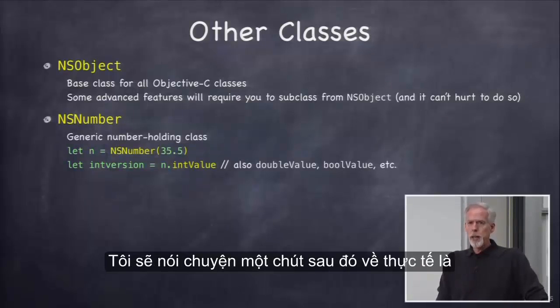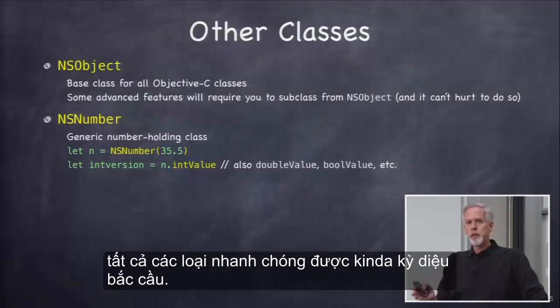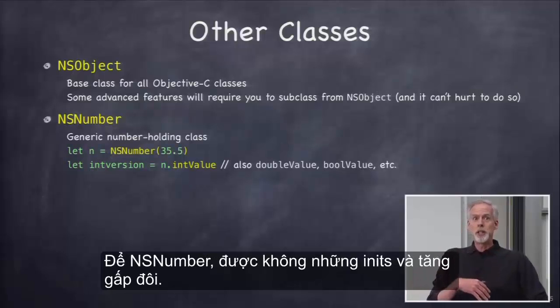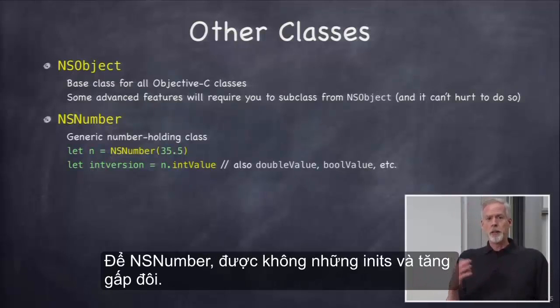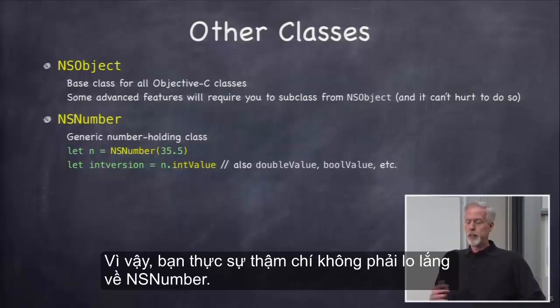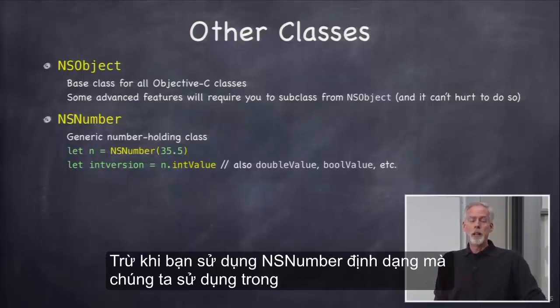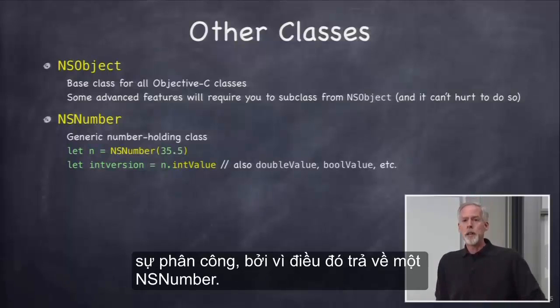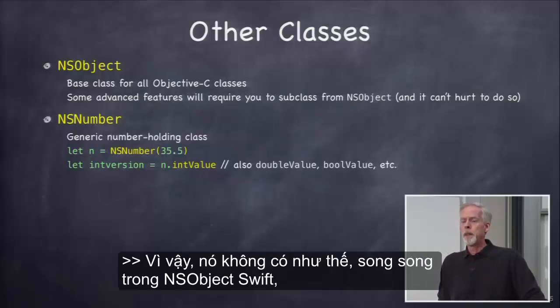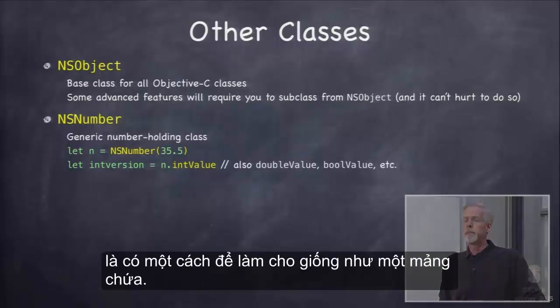I'm going to talk a little bit later about the fact that all those Swift types are kind of magically bridged to NSNumber, those ints and doubles. So you really don't even have to worry about NSNumber. Unless you're going to use something like the NSNumber formatter that we used in the assignment, because that thing returns an NSNumber.